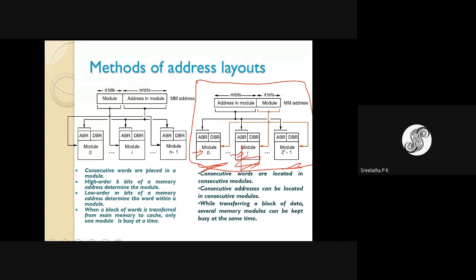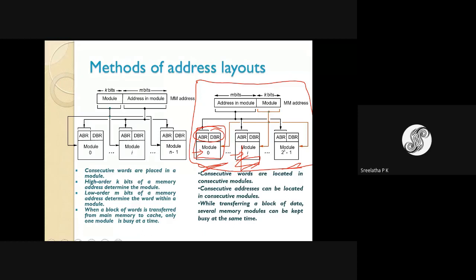And each module consists of ABR and DBR. ABR stands for address buffer register, and DBR stands for data buffer register. Okay, what is that buffer? The term buffer means it is stored, a storage place. So a buffering place, we say. So the next instruction or the next address is being stored there. So each module has an address buffer register and a data buffer register.